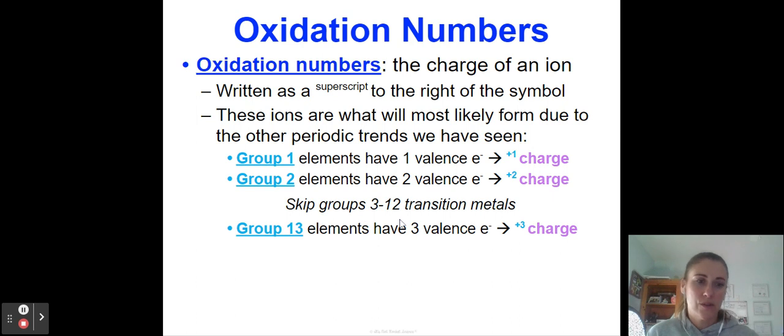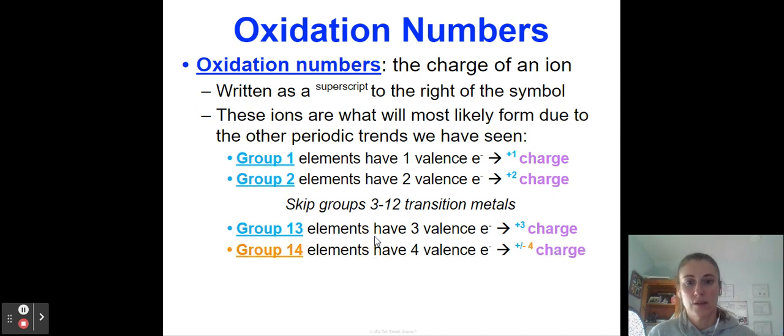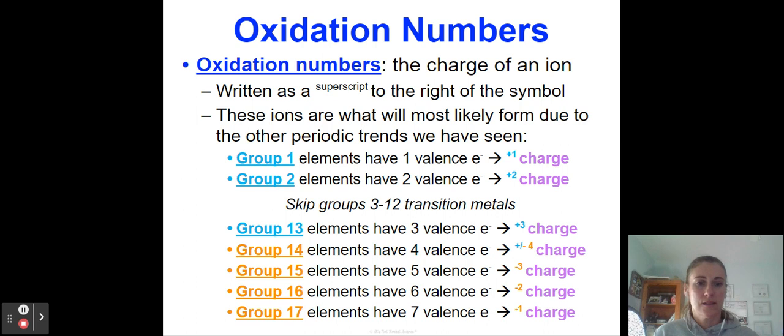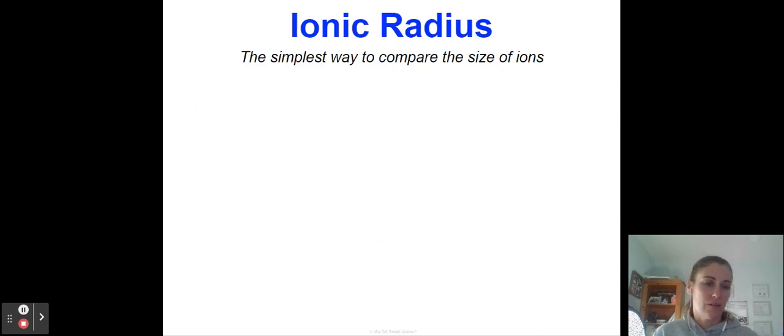Group 13, which we usually call group 3A, has 3 valence electrons, so it's going to lose 3 electrons to become a +3. And then group 14 has 4 valence electrons, but about half of them will form a positive charge, half of them will form a negative charge. And that's based on, if you look at group 4A, we have metals and nonmetals in there. Group 5A is going to actually gain 3 electrons, so it becomes 3 minus. Group 6A will become a 2 minus. 7A will become a 1 minus, and there's no charge for noble gases.